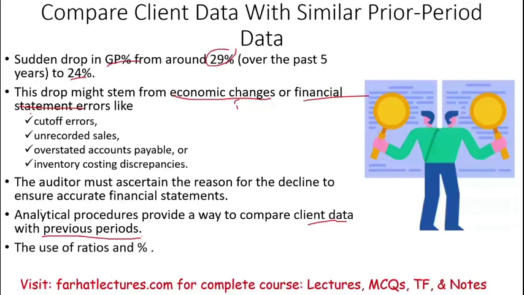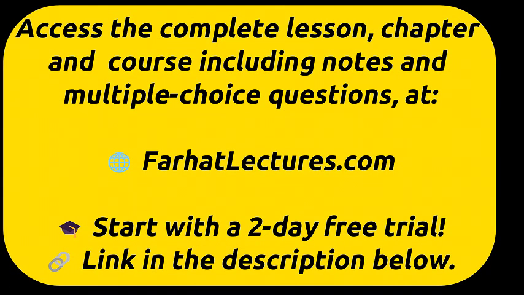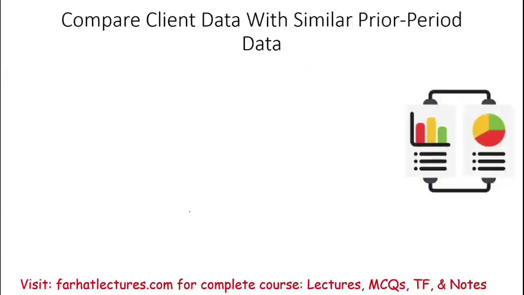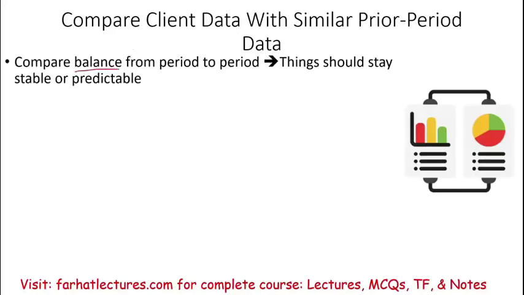Okay, and when we compare the data, we would look at numbers. We're going to look at ratios and percentages. Let's take a look at more information, comparing client data with similar prior period data. So how do we do that? Well, we're going to look at balances. What's a balance? Something like this. You have year X2 and year X1.